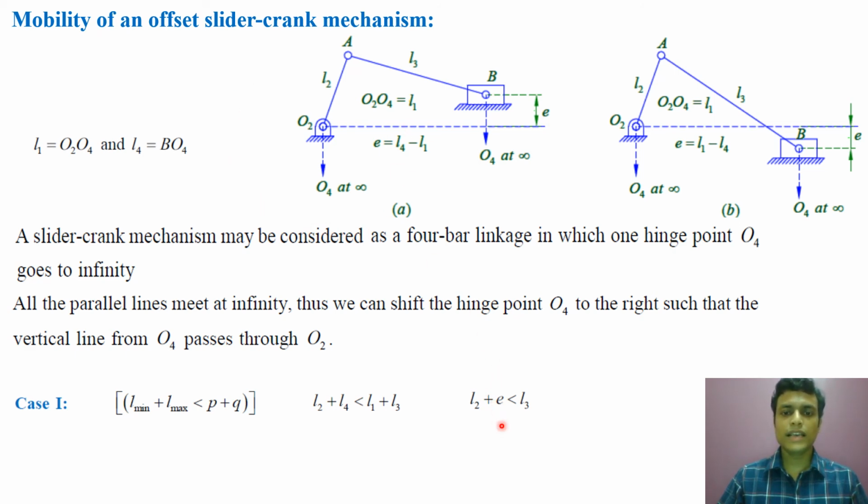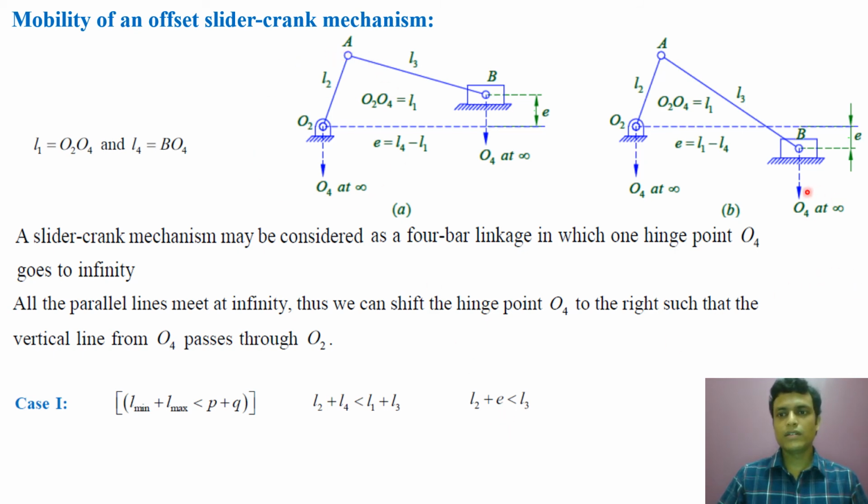Now say it is a simple slider crank mechanism when E is 0, not an offset slider crank. So what is the condition that the crank can rotate 360 degrees? That is L2 less than L3. If the length of the crank is less than the length of the connecting rod, then the crank can rotate 360 degrees.